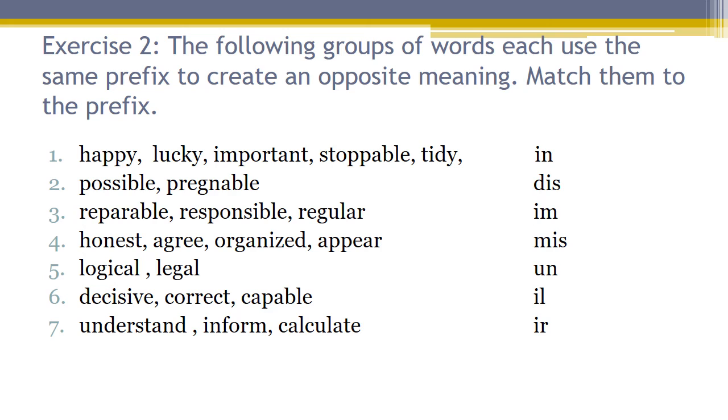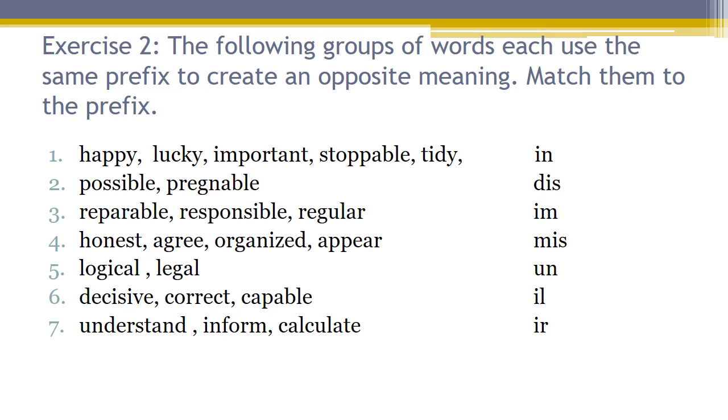So we've just seen that the opposite of happy is unhappy. So I can connect all of these words with un. Unlucky, unimportant, unstoppable, and untidy are the opposites of these words. So they match with the prefix un. Try to do the rest on your own. Try to match the word with its appropriate prefix.